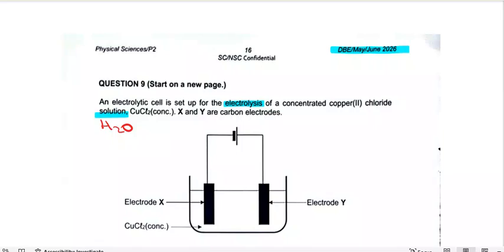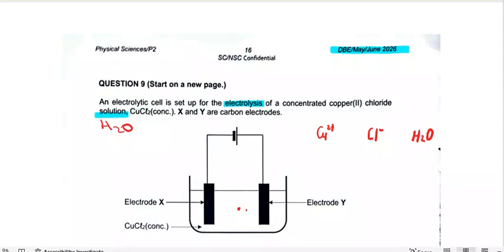So the copper chloride in water will separate to form copper ion. We have copper ion here, we have chloride ion here, we also have the water. So we have three substances there. Two of them will react, one of them will be a spectator ion and will not react.